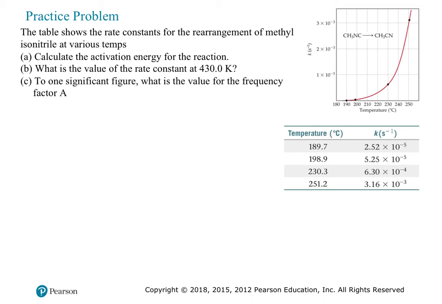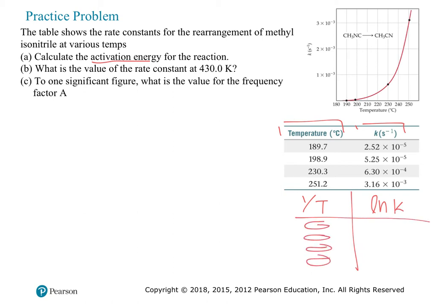You do need to have Excel or Google Sheets open so you can do this problem. What you'll want to do, so we want to calculate the activation energy. And notice we have temperature and rate constants for this reaction. So in this case, you can make 2 new columns, one that's 1 over temperature and one that's the natural log of K. And you'll get these values. You'll get 4 values here for each of those.